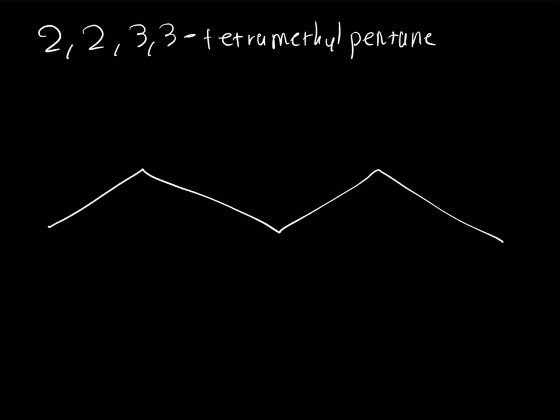Next example, we have a 2,2,3,3-tetramethylpentane. This is a little bit crazy because we have 4 methyls. 2 of them are on carbon 2. The other 2 are on carbon 3. So we have a pentane, which means we have 5 carbons. If we count 1, 2, 3, 4, 5, carbon number 2 has 2 methyls. Carbon number 3 has 2 more methyls, and that's our structure.